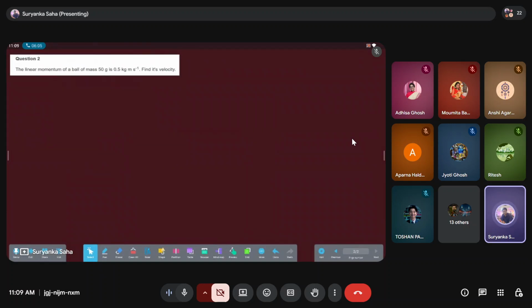Linear momentum of a ball of mass 50 gram is 0.5 kg meter per second. Find its velocity. Again, one line formula. What is the formula? Linear momentum equal to mv. You need to find the velocity. Therefore, velocity will be p by m. Linear momentum is 0.5 divided by m.